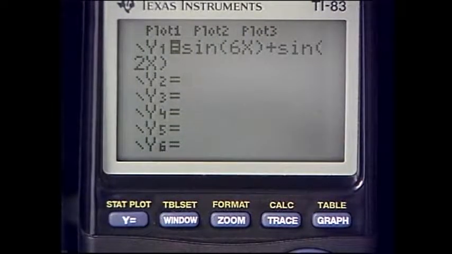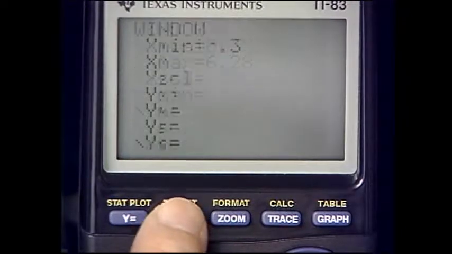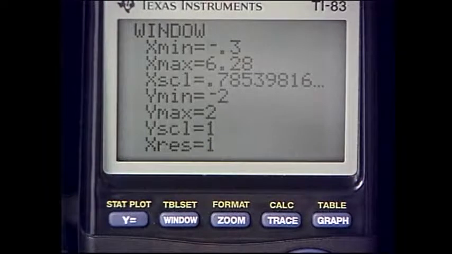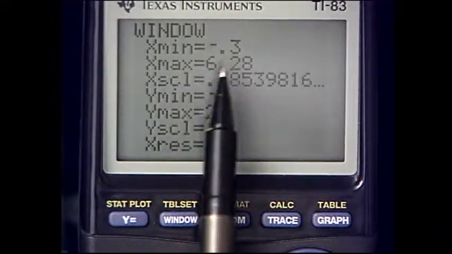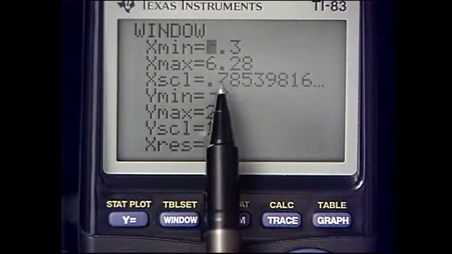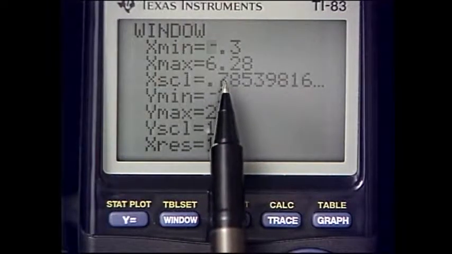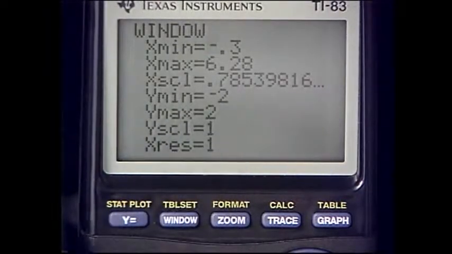The equation is in place, sine 6x plus sine 2x, and here are the window settings in case you're doing this along with me. The x minimum is set at -0.3 so that we can see the distinct x-intercept at 0. X max is 6.28, this is 2 pi. The x scale has been set at this decimal. Now I entered this as pi over 4, because we'd like to see increments of pi over 4 along the x-axis because that's where we're expecting the intercepts to fall. The y minimum is -2, y max of 2.